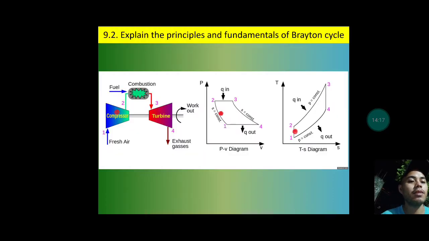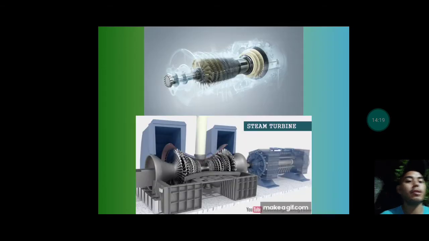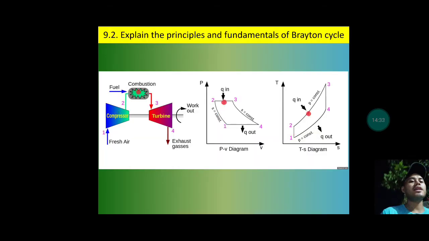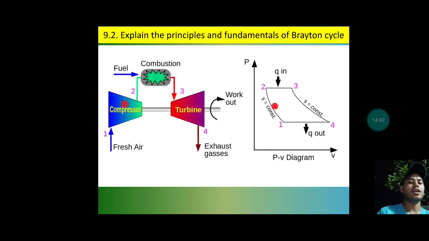In the bottom picture, we have a steam turbine which is connected to a generator. So as the turbine rotates, the generator will also rotate, thereby producing electricity. Okay, next we will be discussing the Brayton cycle. So the Brayton cycle is more on gas turbines. Okay, so let's see the PV diagram.